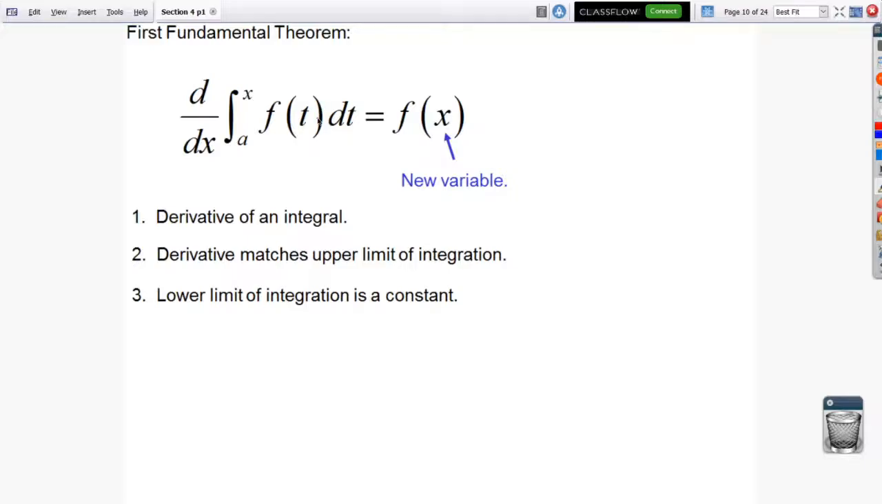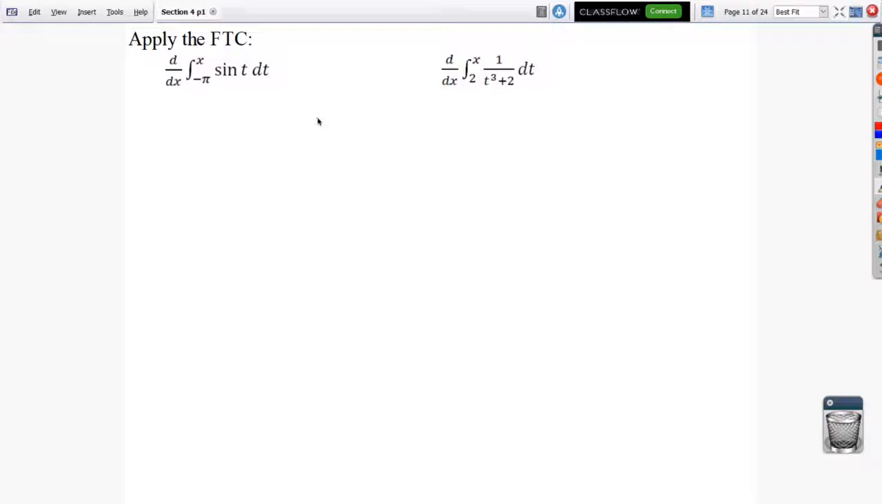So let's use this and apply it. We're going to apply the Fundamental Theorem of Calculus Part 1 to these two problems. So looking here, you can run through that checklist to make sure the Fundamental Theorem of Calculus can be used here. We're taking the derivative of an integral. Both of these, yes. Does the variable of differentiation match the upper limit? That's an x, that's an x.